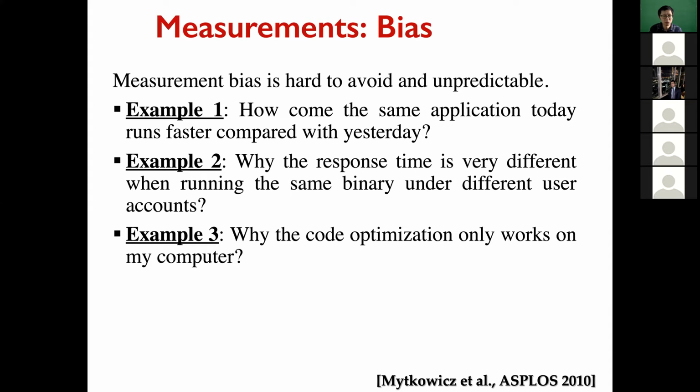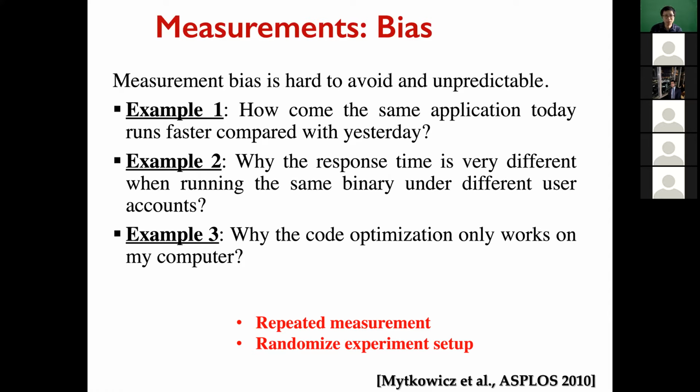So how do we avoid or mitigate such bias? We can do repeated measurement: we measure certain things multiple times. And we need to randomize the experiment setup. We need to run our measurement, for example, from different computers and different accounts. We need to make a randomization. So this is about the bias of measurement.